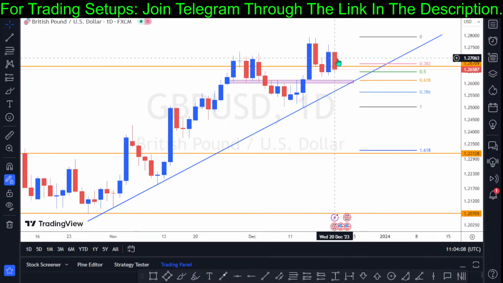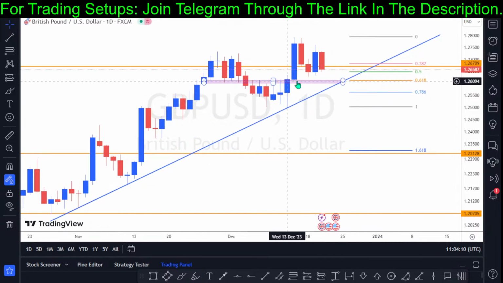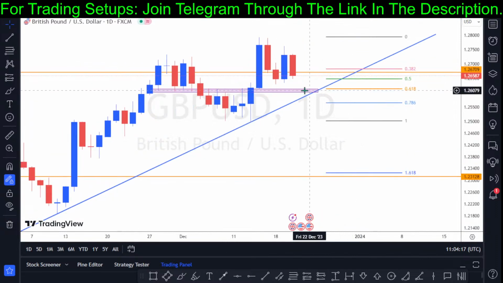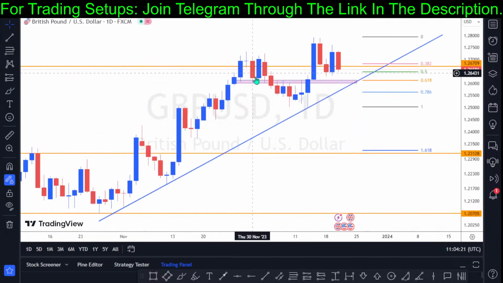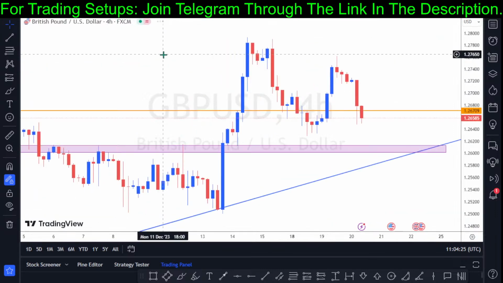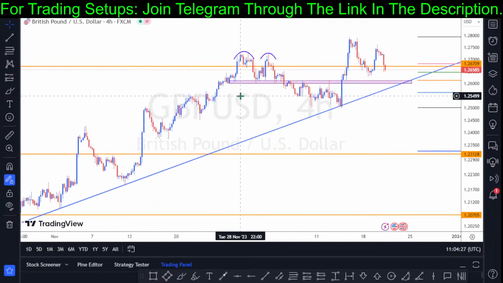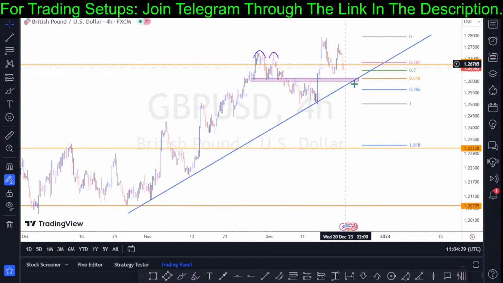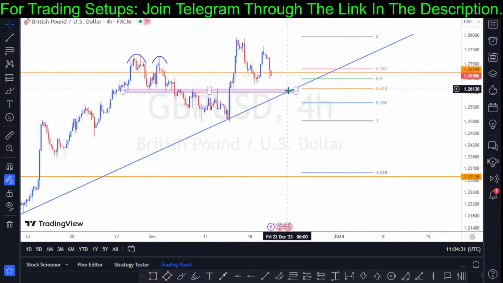So my plan is I want to see a pullback to a minor key level structure at the price of 1.2600 psychological level, which likewise aligns with the 0.618 Fibonacci retracement level. And we have a minor structure right here. Based on the 4-hour chart, I'm looking out for a pullback. You can see currently we're having a double top, pulling down.